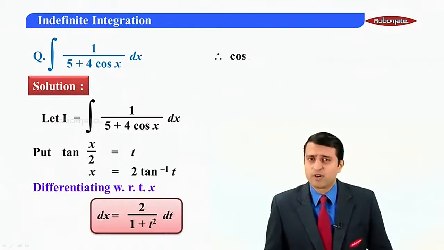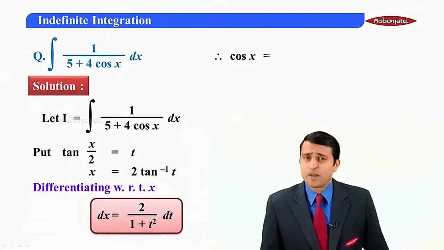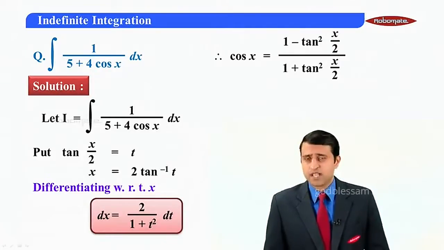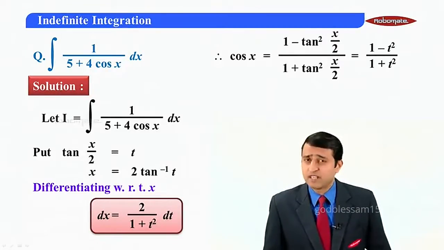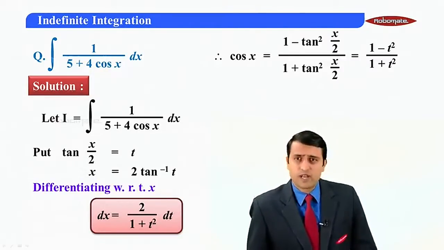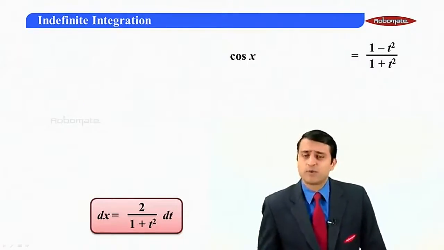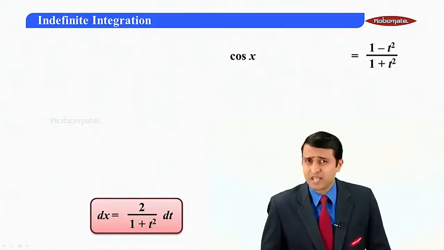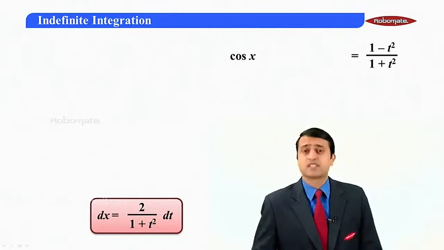We know the formula for cos x. Cos x is 1 minus tan square x by 2 upon 1 plus tan square x by 2, which is nothing but 1 minus t square upon 1 plus t square. My dear students, you are not supposed to write 1 minus tan square x by 2 upon 1 plus tan square x by 2 in the exam. It is not required. You may write.